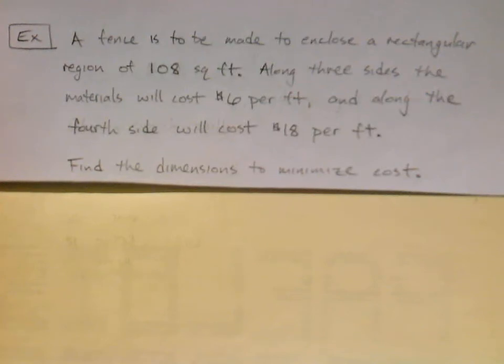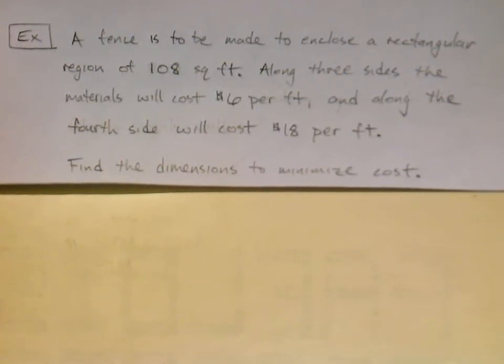Maybe that other side, who knows? We need it to be a little bit more secure for whatever reason or another. Maybe there's a gate on that side. I don't know. But it's going to cost three times as much for the fourth side. We need to find the dimensions to minimize cost.